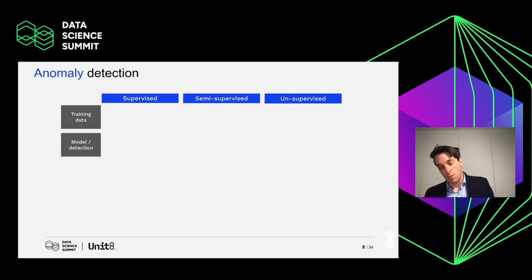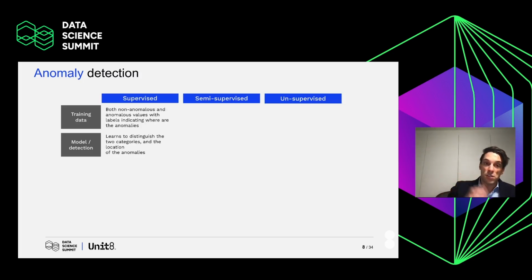If we approach anomaly detection from the machine learning point of view, with the three key pillars of supervised, semi-supervised, or unsupervised learning, we can define the differences and see how they look. When we talk about supervised learning, we need to be able to provide labels with respect to the anomalies, and the model consequently learns to distinguish between the patterns of the signal which are non-anomalies and which are anomalies, thanks to the labels.